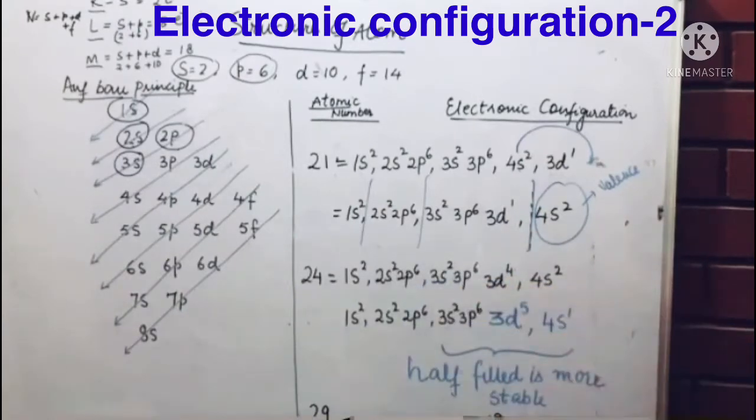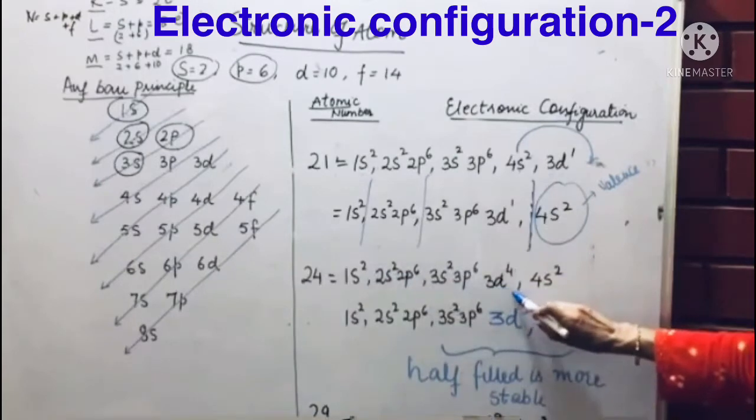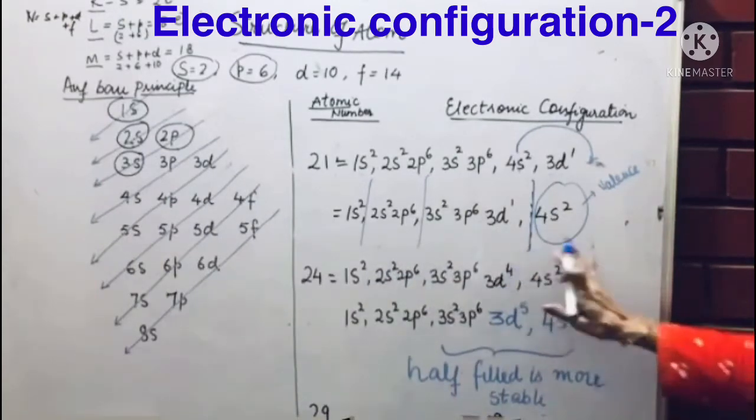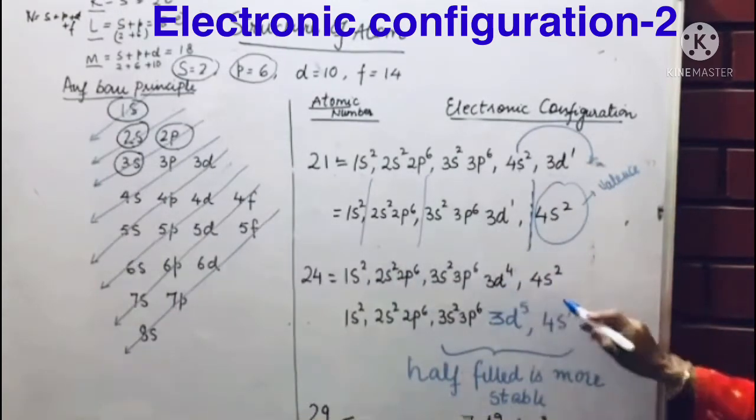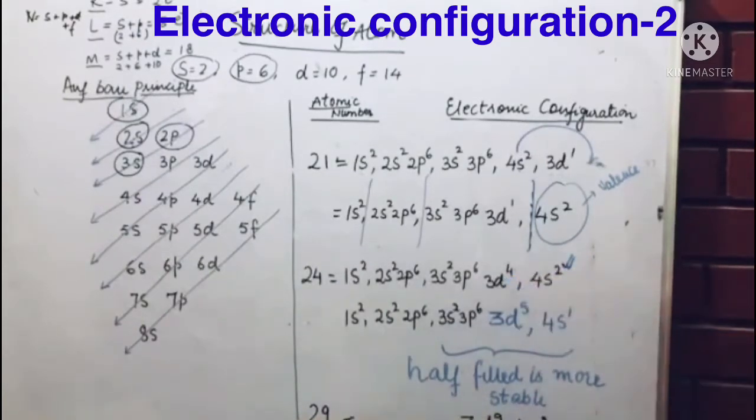Now look at 24. I filled up according to that. It comes as 3d4 and 4s2. I've rearranged and then written 3d first and 4s later, although I had filled this first and then 3d. So 4s2 is the last one. Again, valence electrons are 2 here.